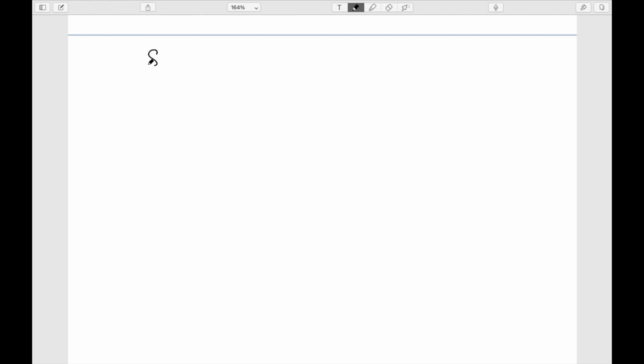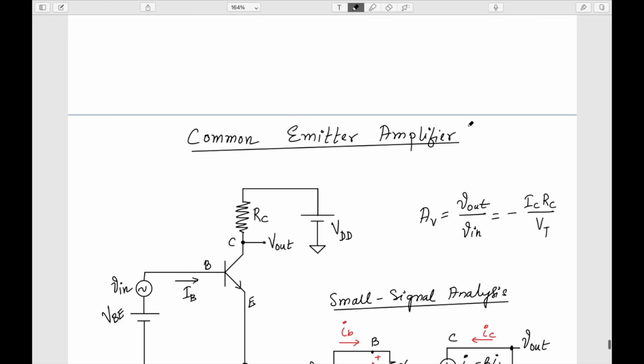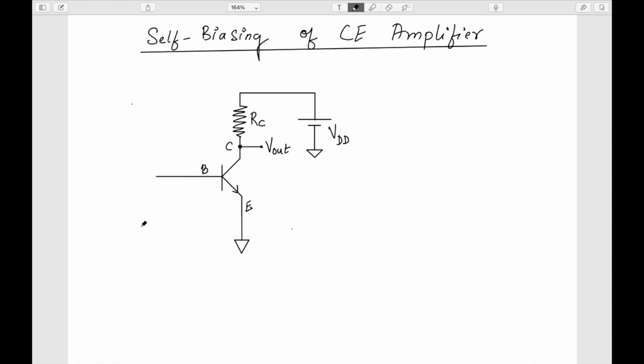The technique that we'll learn is the self-biasing technique. This is the self-biasing technique of the CE amplifier. CE means common emitter, so it is sometimes called the common emitter amplifier. In the self-biasing technique, we'll be using one resistance here, resistance RB. This resistance RB will decide my current IB.